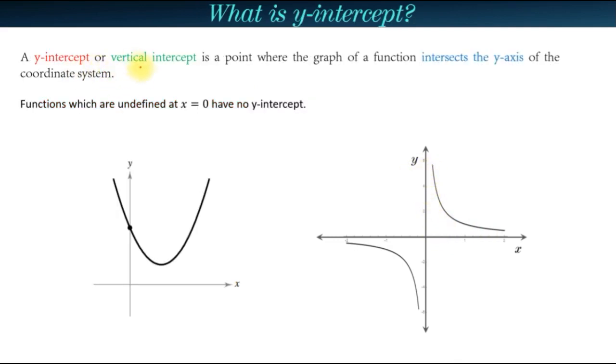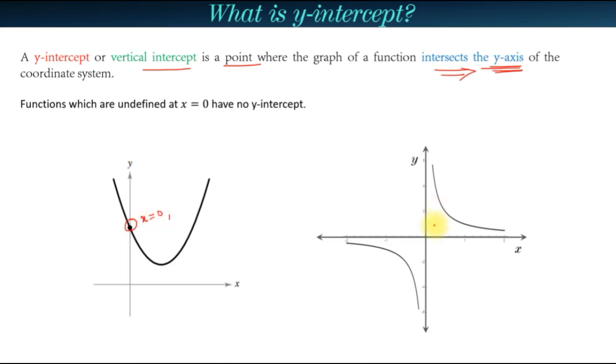A y-intercept or vertical intercept is a point where the graph of a function intersects the y-axis. This is a very important key point: the graph intersects the y-axis. We can clearly see this graph is intersecting at only one point, so it will have only one y-intercept. One thing to note here: at the y-intercept the value of x is equal to 0.